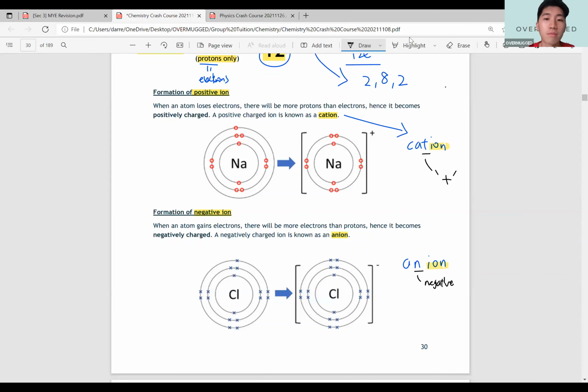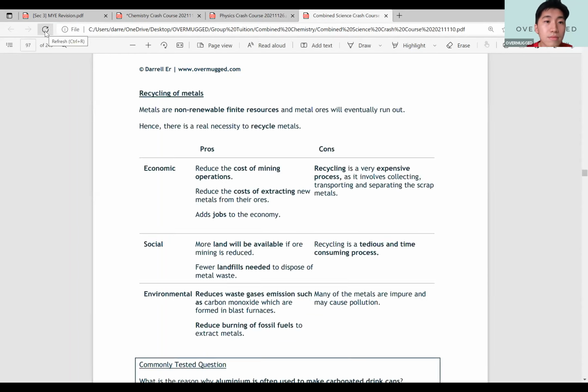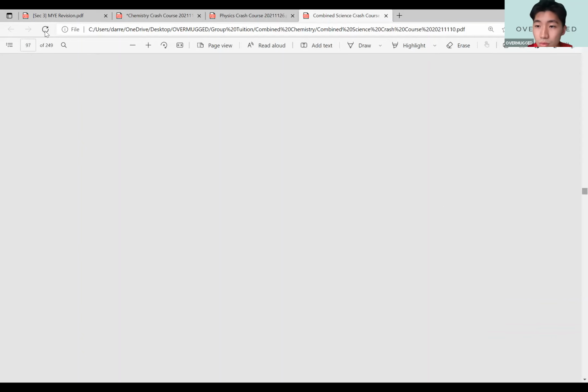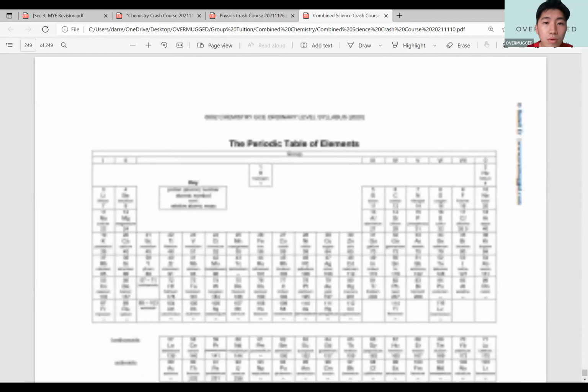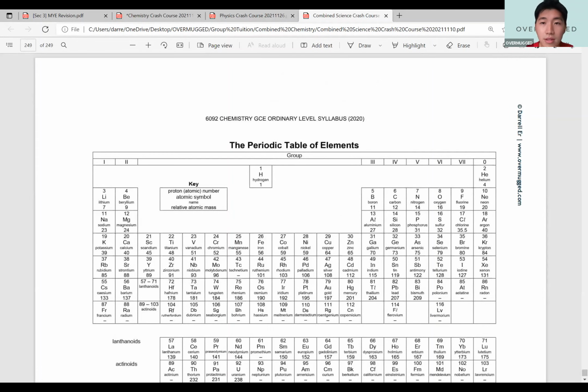Now, who will form cations? For those of you with your periodic table, I want you to actually open up your periodic table now. We're gonna label some stuff on your periodic table. Okay, let me open up a periodic table on my end too. Okay, so let's take a look at the numbers. In case you're not aware, this is group 1, group 2, group 3, group 4, group 5, group 6, group 7, group 8. Now, this is the group number.